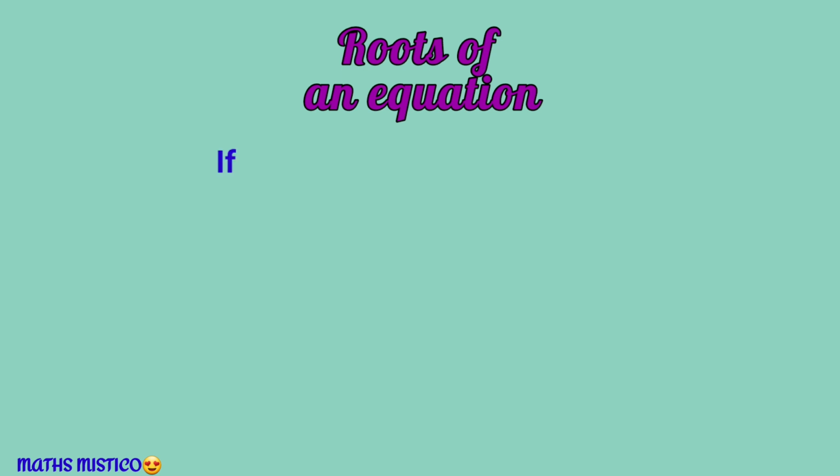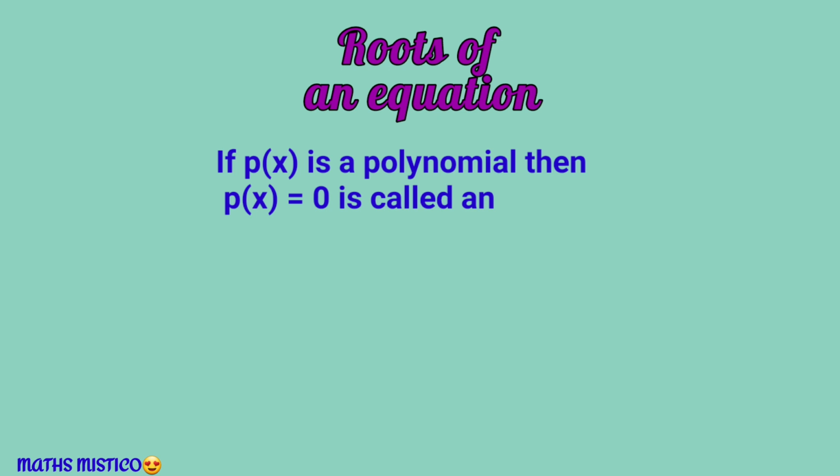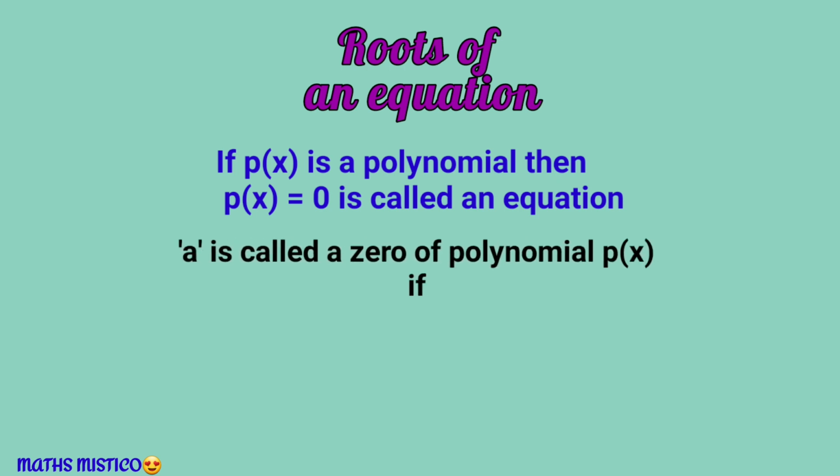In the first session, we discussed how an equation is formed from a polynomial. So the concepts you know about polynomials are applicable in equations also. So do you remember zeros of a polynomial? Well, if we have a polynomial p of x, then a constant a is called a zero of p of x if p of a is equal to 0. In other words, when we replace the variable x by a number a, the value of the polynomial becomes 0.